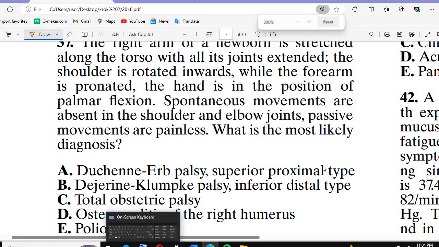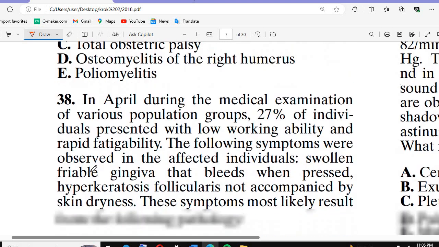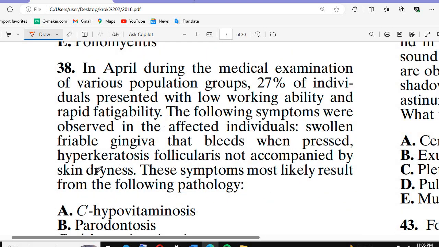After that, question number 37. Question number 37 is saying Erb's palsy, the superior proximal type. Lots of times we discuss this question. In Erb's palsy, what we will have is adduction, extension, and pronation. So the arm will be adducted, the elbow will be extended, and the forearm will be pronated. The C5, C6 spinal nerves will be the problem.